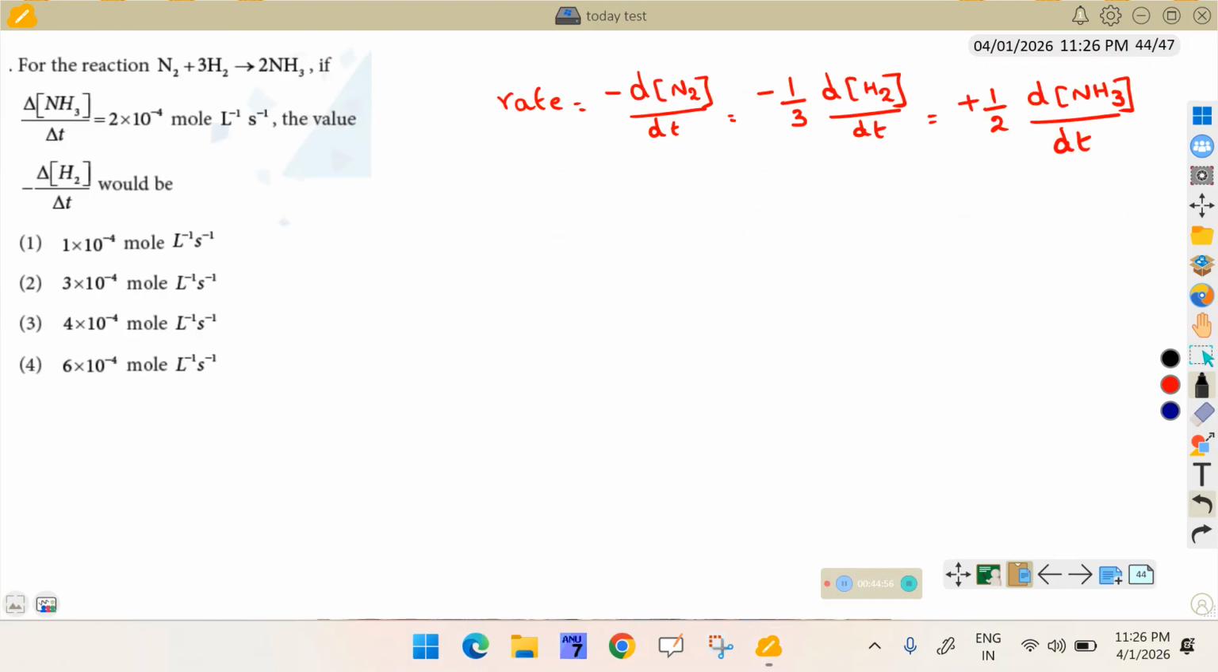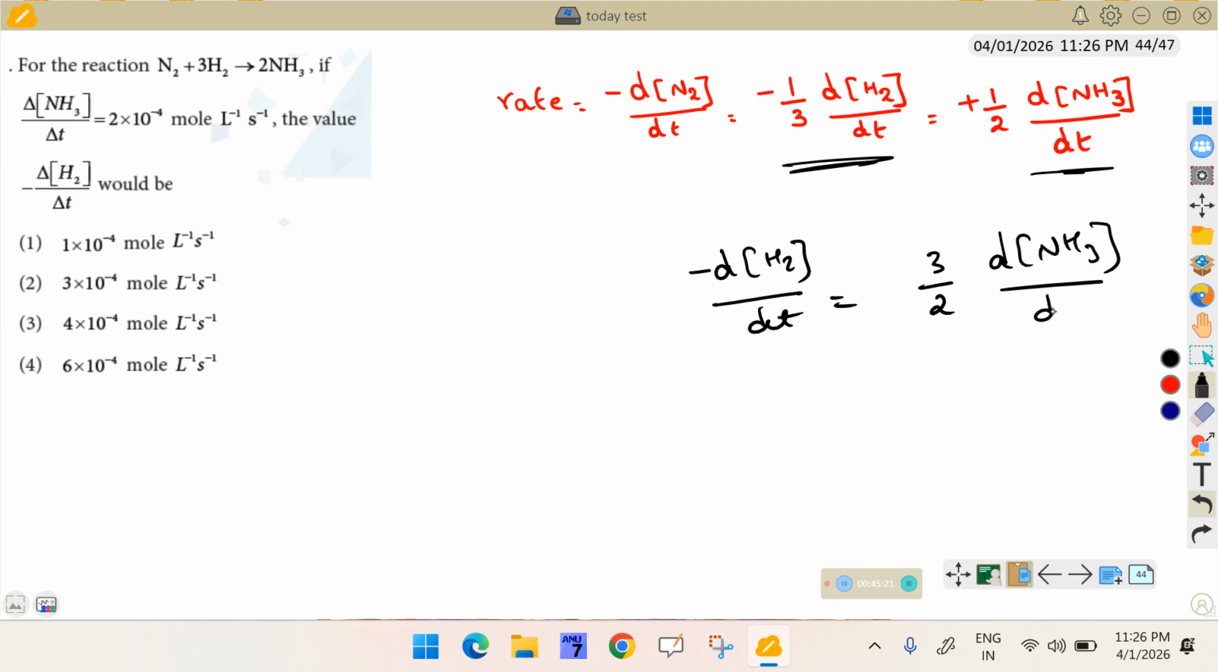For the reaction N2 plus 3 moles of H2 gives rise to 2 moles of NH3, if the rate of NH3 is given, calculate the value of rate of H2. Based on this, minus dH2 by dt is equal to 3 by 2 into dNH3 by dt. dNH3 by dt value is given as 2 into 10 power minus 4, the 2 cancels, then 3 into 10 power minus 4. Second option.